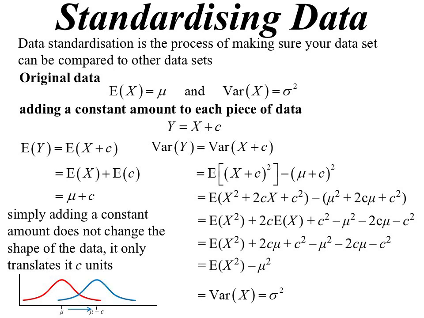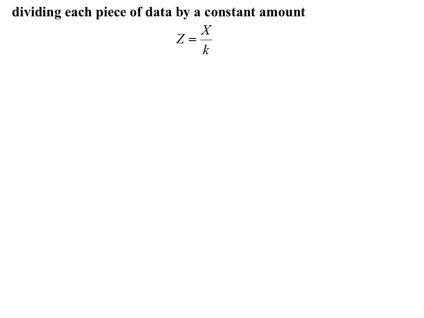Haven't achieved much. What if we tried this crazy idea and said, how about we divide every piece of data by an amount? So the expected value of z would now be the expected value of x divided by k, and the variance of z would be the variance of x divided by k. I could factorise the 1 on k out the front of the expected value, and so it becomes the expected value of x on k.